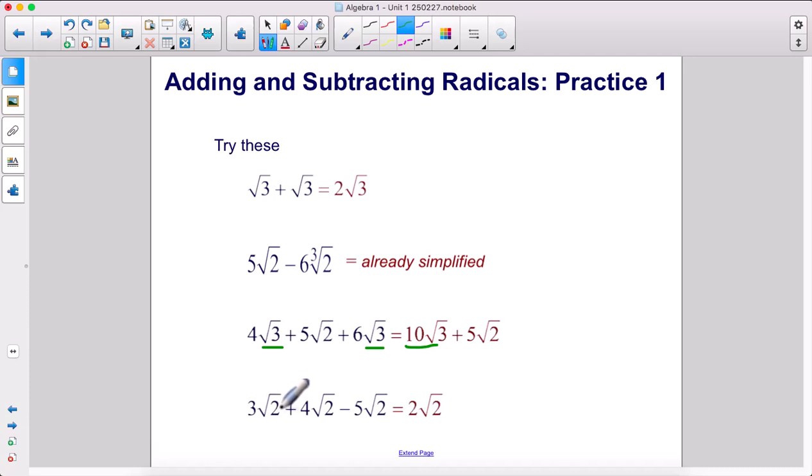3 times the square root of 2 plus 4 times the square root of 2 minus 5 times the square root of 2. These are all like terms, so we combine the coefficients. We add them and subtract them. 3 plus 4 is 7 minus 5 is 2 times the square root of 2.